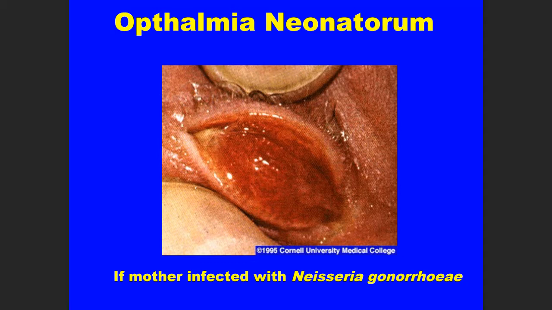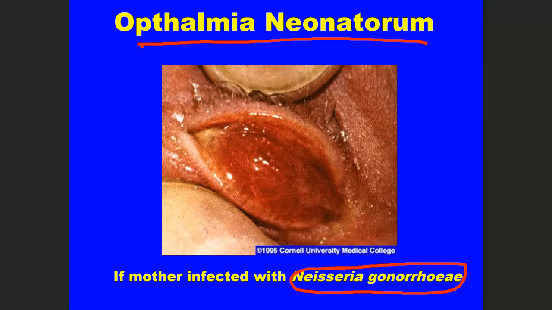There is a disease that can affect infants. It's called ophthalmia neonatorum. And it's usually caused by the bacteria that causes gonorrhea, Neisseria gonorrhoeae. What can happen is that if a pregnant woman has gonorrhea and is not properly treated and gives birth, the bacteria can enter the baby's eye and cause a very, very severe eye infection. Sometimes even so bad that it can result in blindness of the infant.